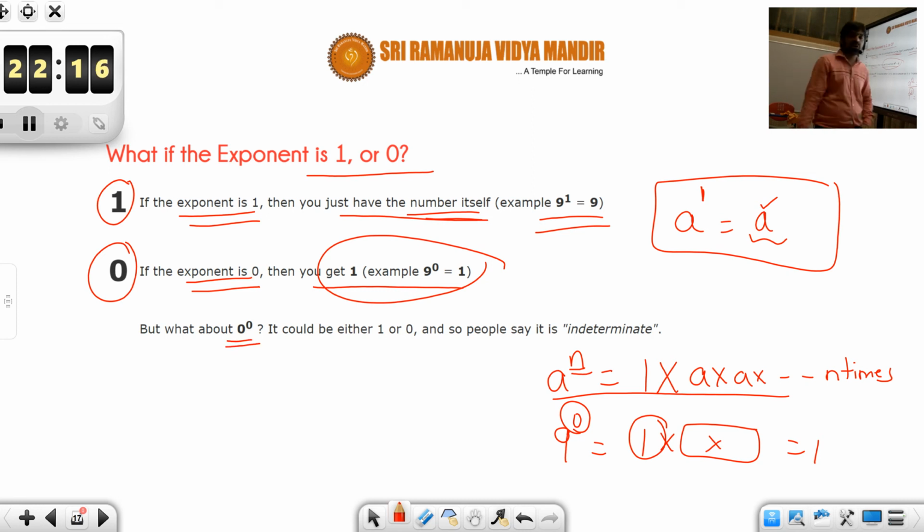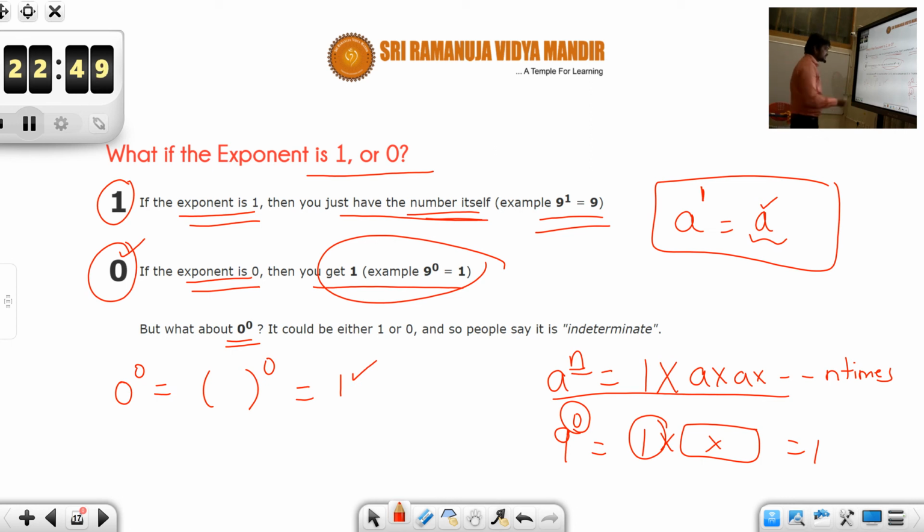What about 0 power 0? See, students, 0 power 0. Can anyone guess? See, we can think in one way. 0 power 0 means, any number raised to the power 0 is 1. So this is some number, we are raising it to the power 0, so it should be 1. Right? Is it true? So, this is one way of explaining.